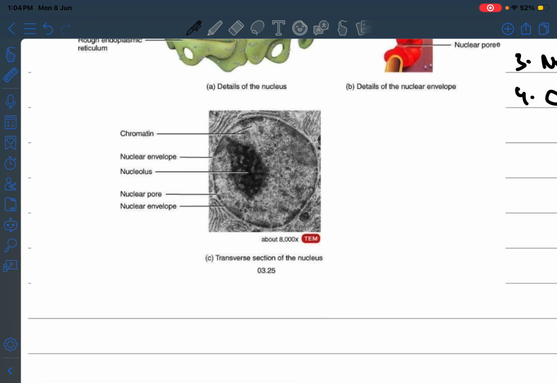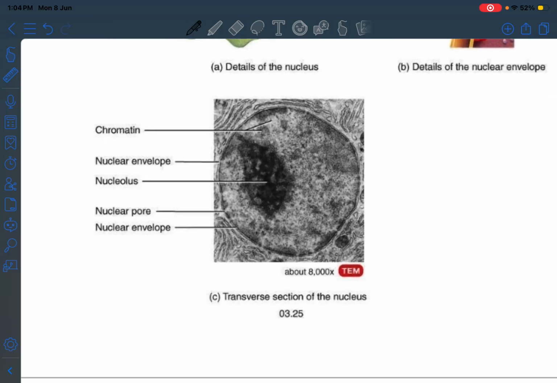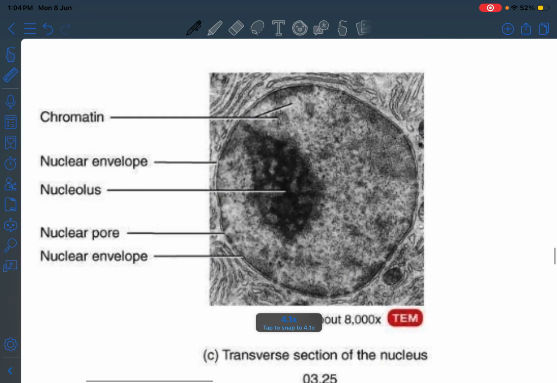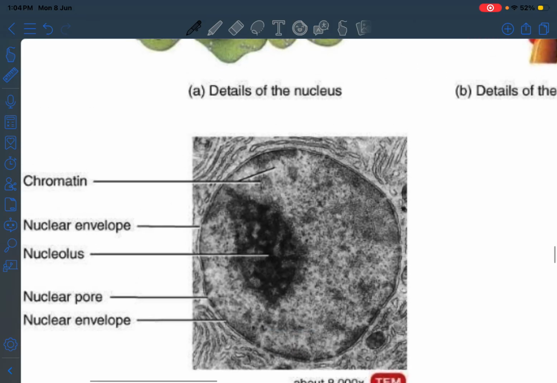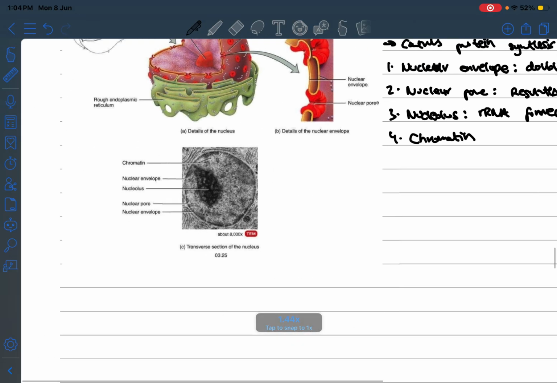That is the TEM version of it. You can see all the locations very clearly. As you can see, the nucleolus is a really, really tiny space. It's a bit darker, and that's about it. And that's the chromatins over there. Let's now move on to the mitochondria.